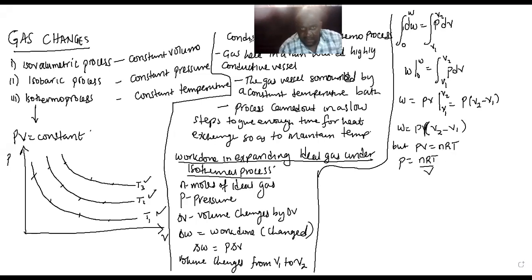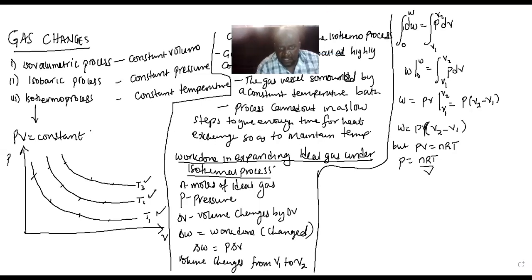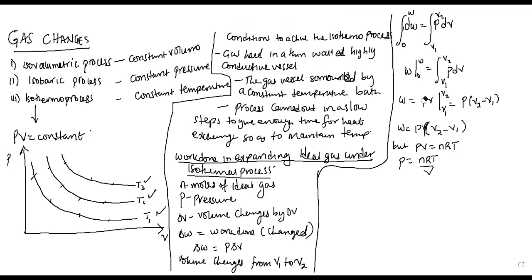Wait, I think I've made a mistake here. I shouldn't have integrated yet, because P can be expressed in terms of volume. So it would be equal to the integral of V1 to V2 of PdV. Now, when you substitute for P from here, you will have W, which is work done, is the integral from V1 to V2 of nRT over V dV.